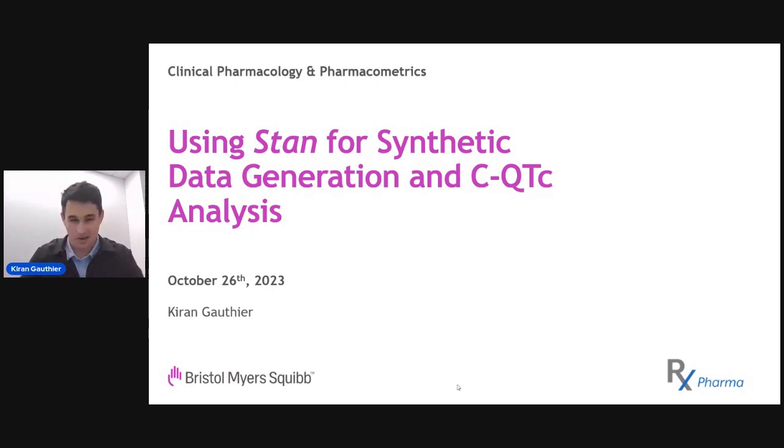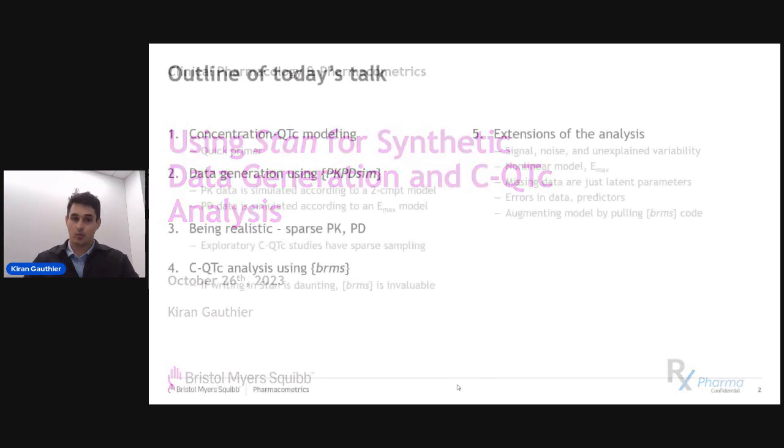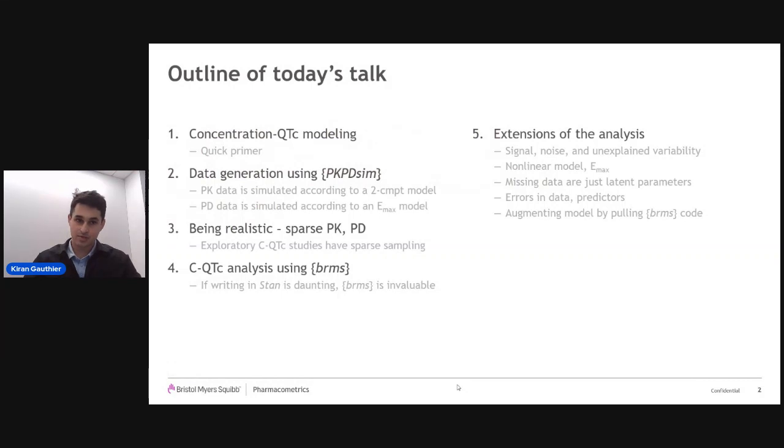Yeah, you know what? I'll present a couple of ideas today because a 10-minute window is pretty quick. But we'll go through a quick primer on concentration QTc modeling. I actually generated the data using PKPD sim because doing it using Stan is a bit more than I can cover in a 10-minute talk. We'll simulate some synthetic PKPD and then do the analysis using BRMS, which really is this fantastic jumping off point for further use of Stan code. Again, I'll propose some ideas in terms of extensions of the analysis afforded by BRMS and Bayesian statistics in general.